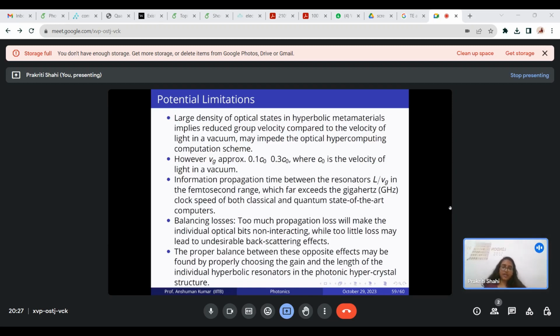Another issue that could arise is that of balancing losses. While too much propagation loss will make the individual optical bits non-interacting, too little loss may also lead to undesirable backscattering effects. However, we can tackle this limitation as well if we properly choose our gain medium and the length of the individual hyperbolic resonators in the photonic hypercrystal structure.